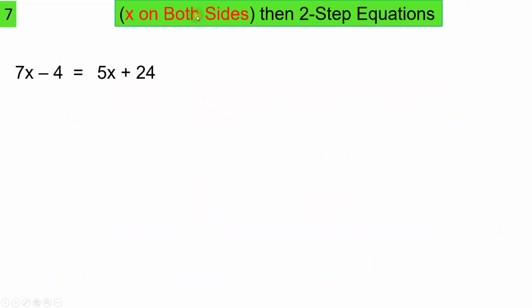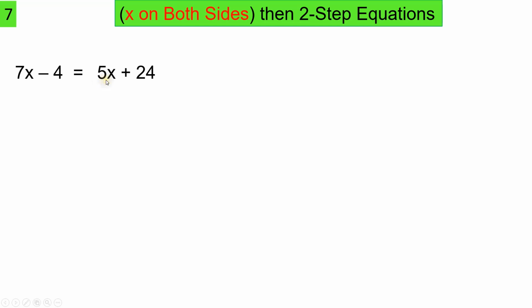X on both sides, right? Remember what to do on those? X on both sides? Yeah, you get rid of the small one. You get rid of the smallest x, okay? Which is the smallest x? Oh, that's so hard. Okay, it's the 5x, right? So don't get rid of the numbers first. That's what a lot of people do. Check to see if there's an x on both sides. If there is, get rid of the x first, the smallest one.